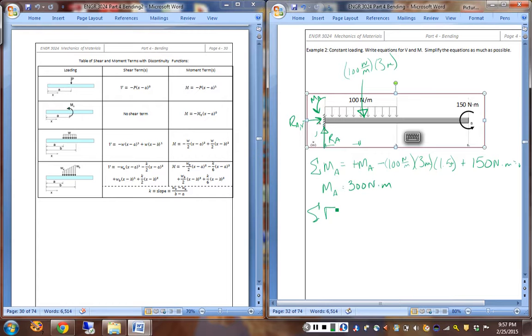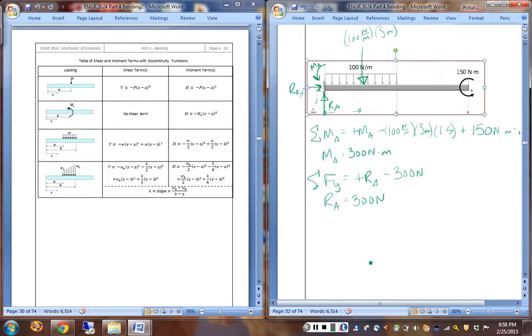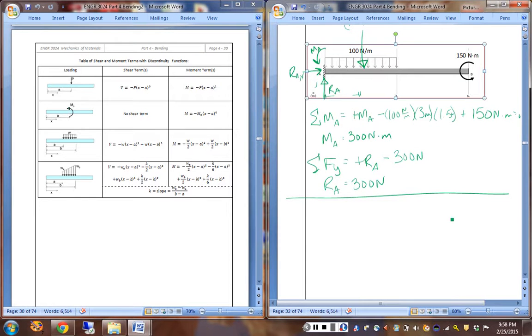Then taking the sum of the forces in the y direction, we have a positive reaction at A. We have a 300 Newton equivalent force, so the reaction at A is 300 newtons. Now that we know the external reactions, we use all of those to put together the needed terms to write the shear and moment equations.